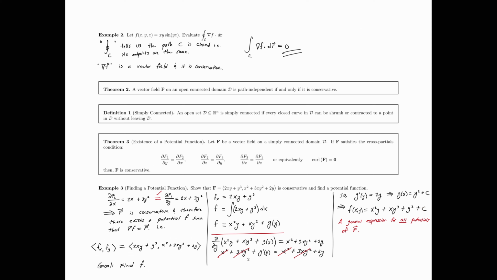So most of the time, you won't necessarily see us writing this plus C here. We'll just go straight from this to this half right here. So underneath of this, I'll say a potential for F is f of xy equals x squared y plus x y cubed plus y squared. And that's a potential for F.